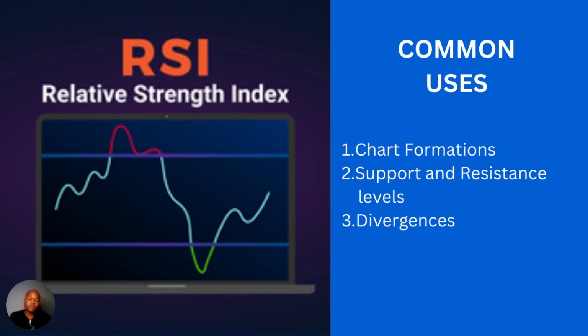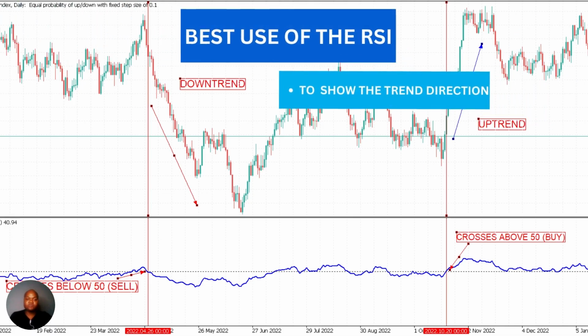But in today's video, we want to look at a unique function, one of the best uses of the RSI. The RSI can also be used to show the trend direction. Most people do not know this. When using the RSI to show the trend direction, you can pick a period of your own choice. For example, you can use 14, but in my case, I'm going to be using period 50.